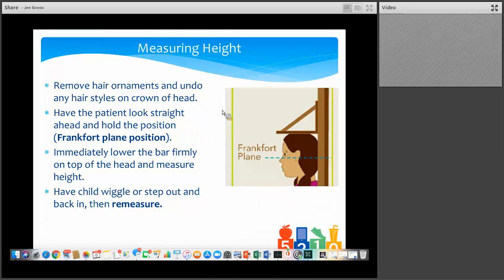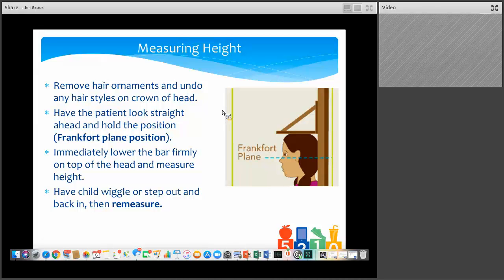And then an additional important thing to remember is the positioning of a child's head. So it's important to understand this Frankfurt plane position. I've got a couple of slides that'll describe exactly the Frankfurt plane a little bit more in depth just to follow this slide. So once you have the child with the 4 points touching the back, their heels are touching and they're together, they're relaxed with their arms at the side, they're breathing normally, then you can go ahead and lower the horizontal plate on the top of the head and measure their height.